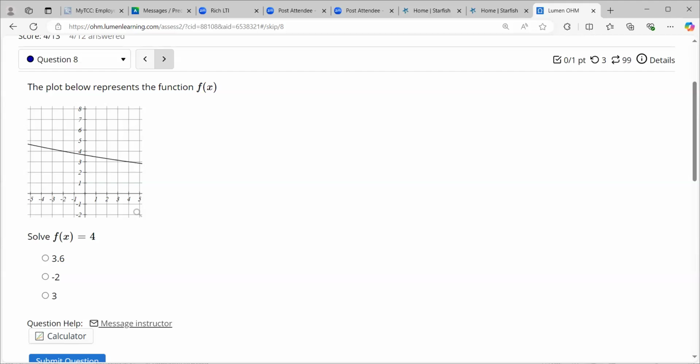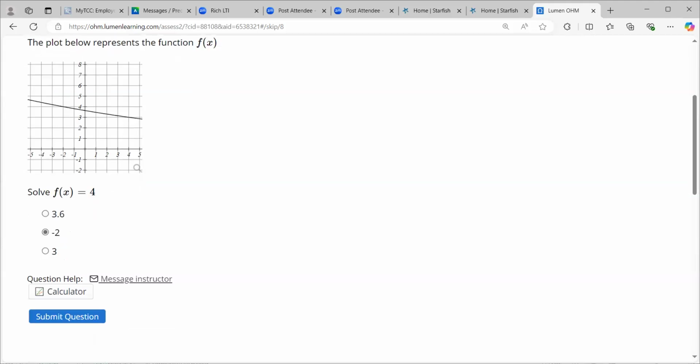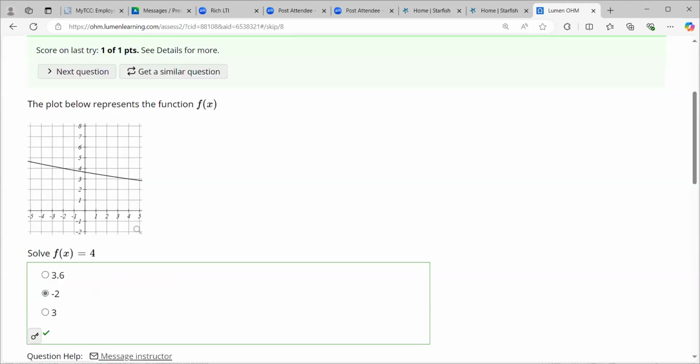So I think 4 is here. On a vertical scale, 4 is here. And what's the corresponding x? 3.6. Negative 2.92, right? Yeah. Very good. And that's it. Pretty straightforward.